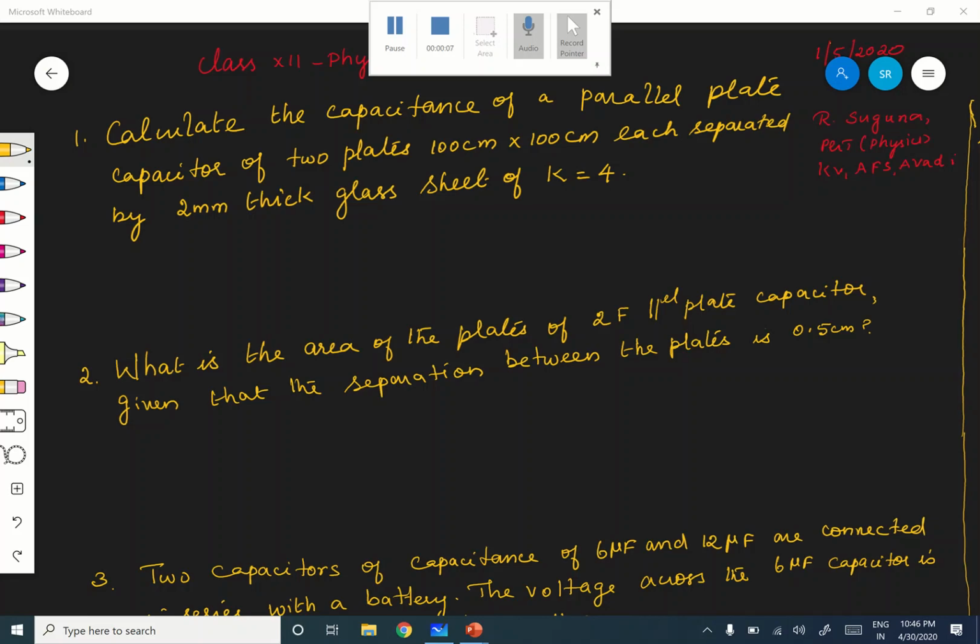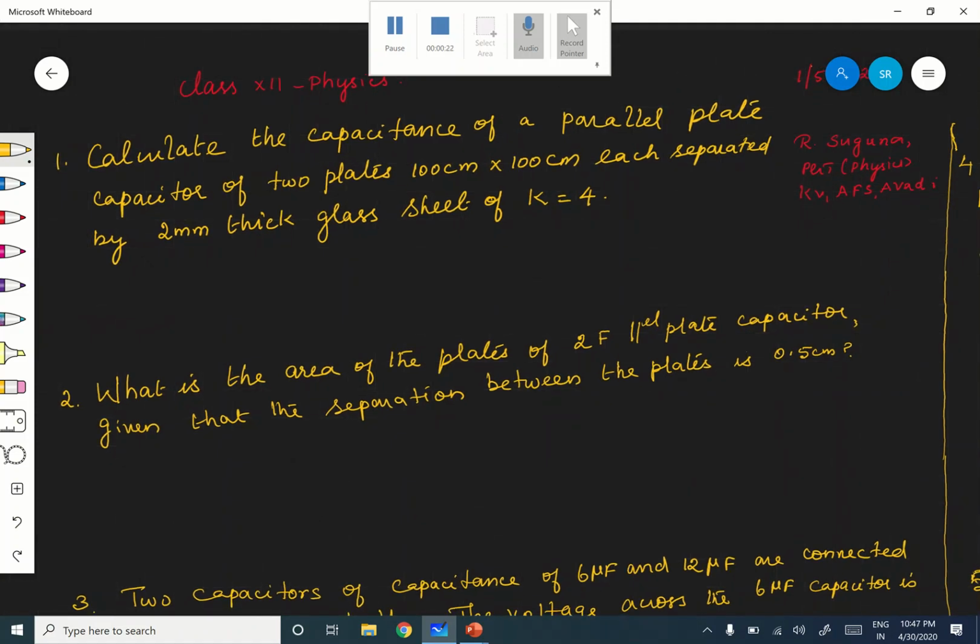Today we are going to solve numericals from parallel plate capacitor and the combination of capacitances. Now the very first question, very simple. We'll go from the simple one. Calculate the capacitance for a parallel plate capacitor of two plates 100 centimeter into 100 centimeter, each separated by 2 millimeter thick, and a thick glass sheet of K equal to 4. K means the dielectric constant.